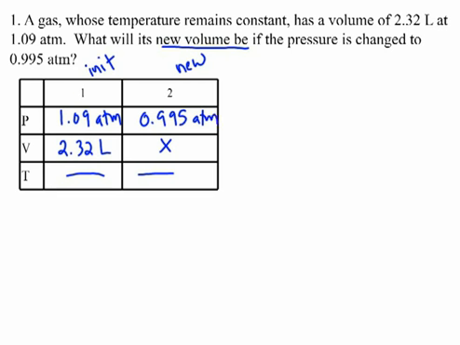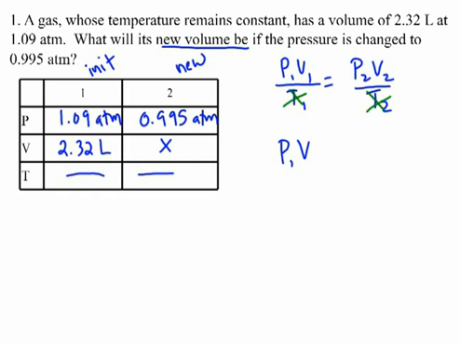The pressure is changed to 0.995 atmospheres. Okay, so in this case, we're starting with this equation. We know temperature is going to remain constant, so we will basically ignore the temperatures, and we are really just doing this equation: P1 times V1 equals P2 times V2. We want to solve for V2, which means I have to divide both sides of this equation by P2. And now we know that V2 is the initial pressure times the initial volume divided by the new pressure.